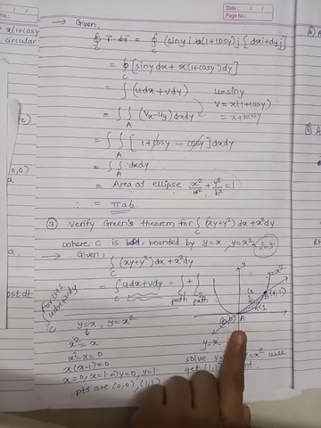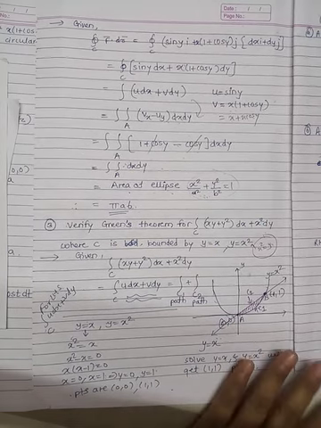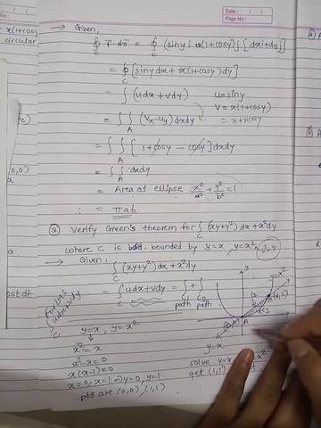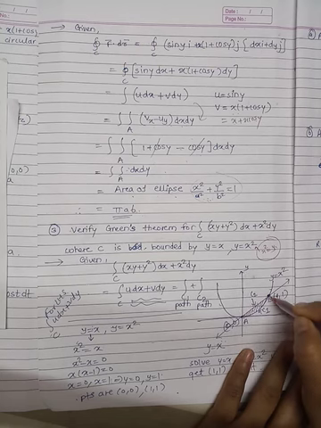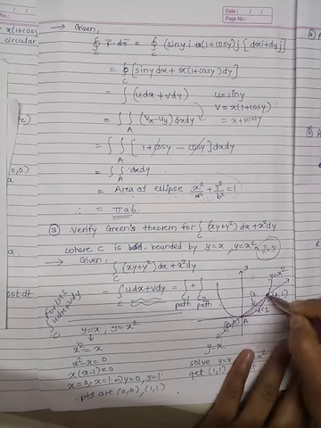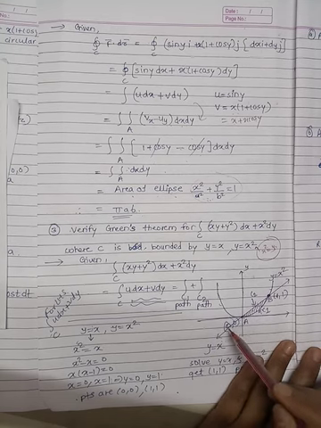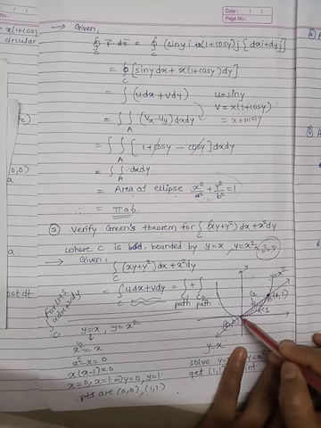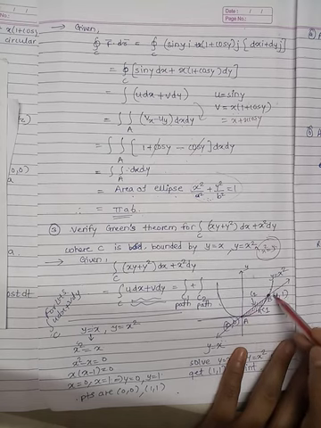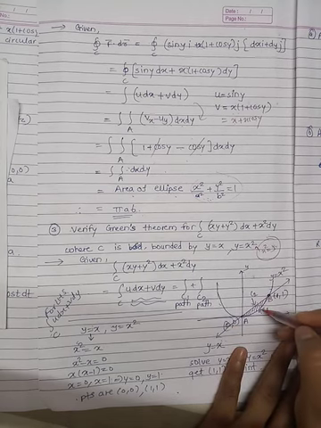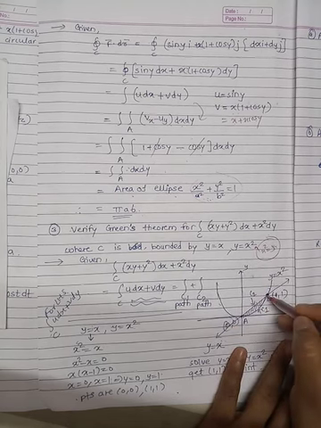So here the path is this area that is covered. Starting point is A, then B, and again B to A. So the first path is A to B. Hence we take the limits as 0 to 1, limits of x. And the second C2 path is B to A. Hence we have to take the limits as 1 to 0 here, because the path is in the opposite direction.